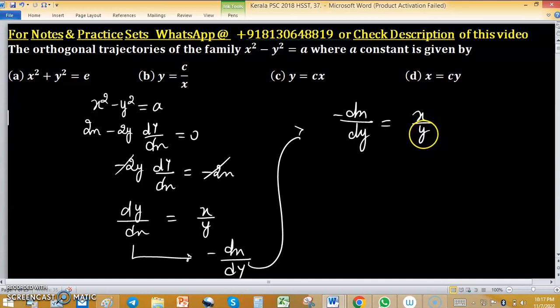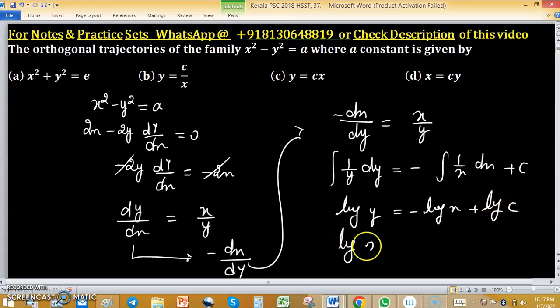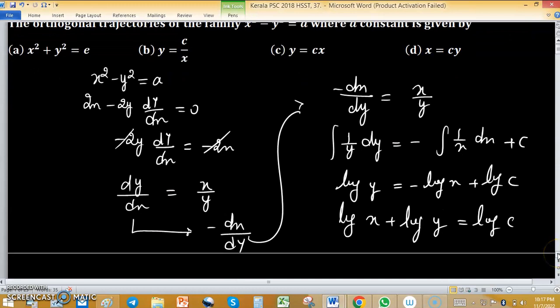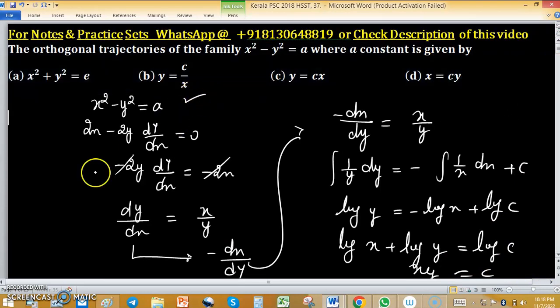Now apply the variable separable method. 1/y dy = -1/x dx + c. Log y = -log x + log c. Log x + log y = log c. It means that xy = c, or y = c/x. Option B is correct.